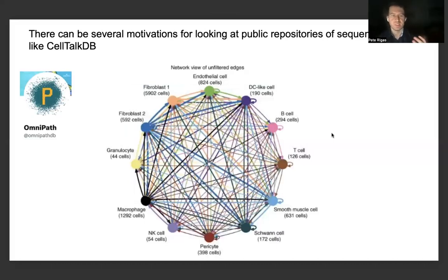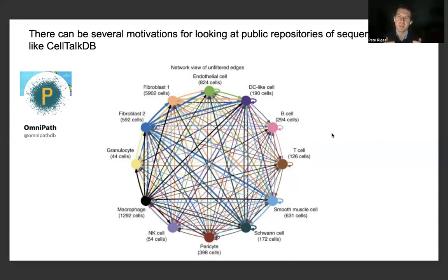Besides what we've been talking about with AutoDock or Vina, we're also going to make use of CellTalkDB, which is referenced in a publication that we're going to include within the next couple of slides. There can be several motivations for looking at public repositories of sequences. On Twitter, there was a very helpful diagram from OmniPath that demonstrated how different types of cells can interact with one another.